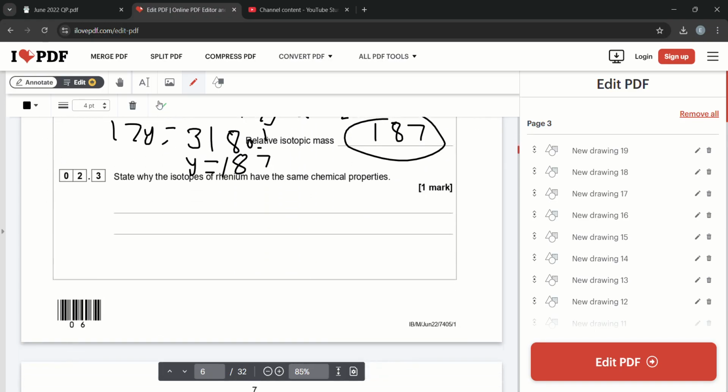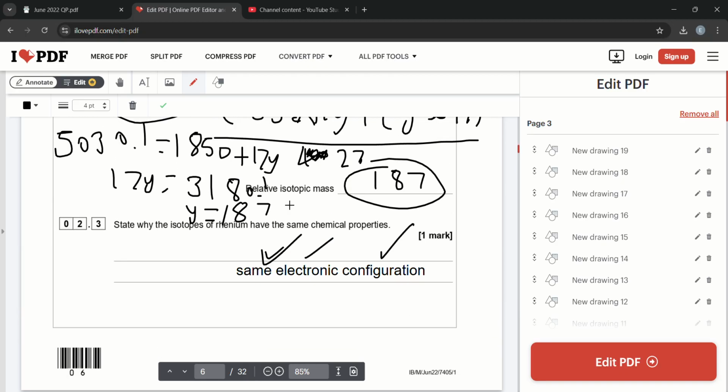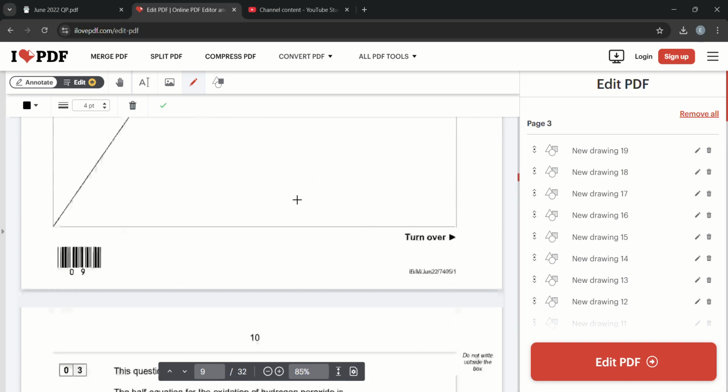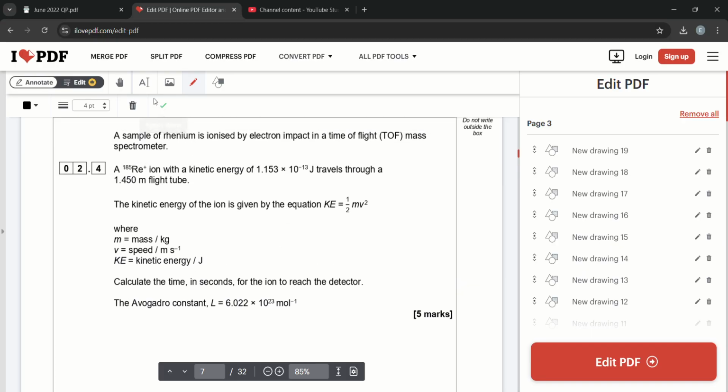And then it says 2.3, state why the isotopes of rhenium have the same chemical properties: same electronic configuration. Same electronic configuration. And then 2.4 and then 2.5. 2.4 is a big one. It's the 5 marker.